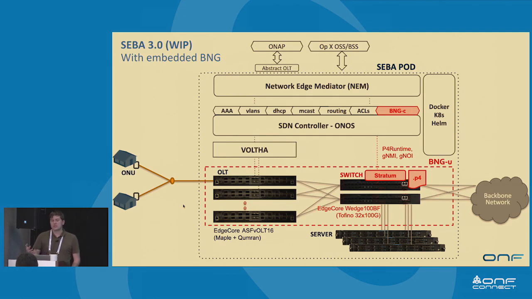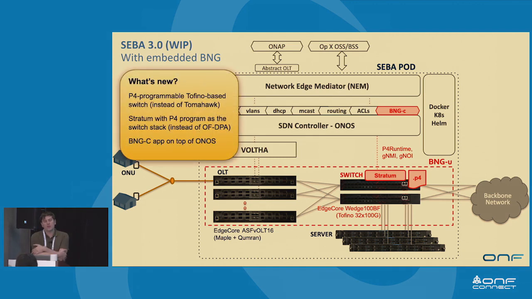So this is what the new SEBA architecture looks like. This is what we call SEBA 3.0. It's a work in progress. I've highlighted in red what's new. So we have a P4 programmable Tofino-based switch instead of a Tomahawk-based one. We are using Stratum with a P4 program as the switch software stack instead of Broadcom OF-DPA.